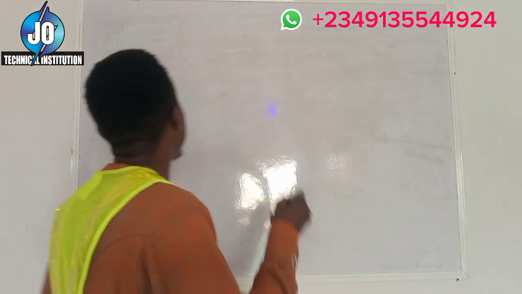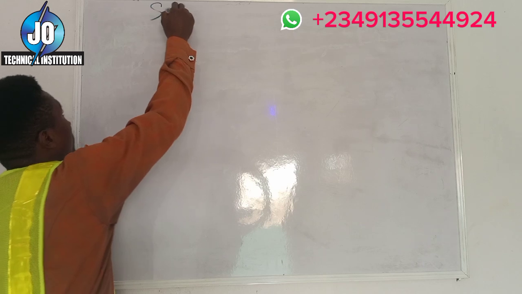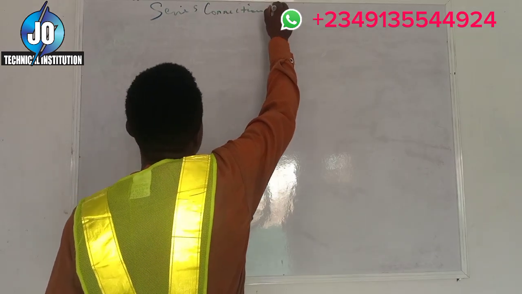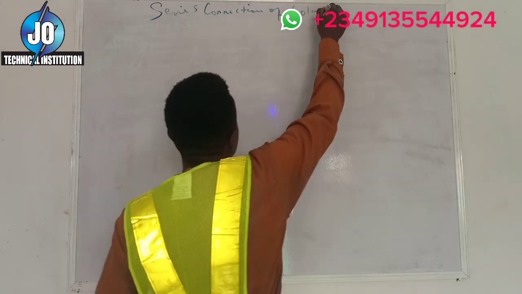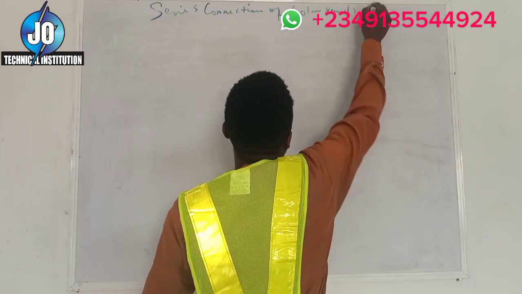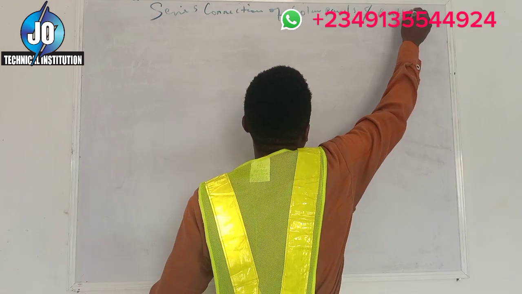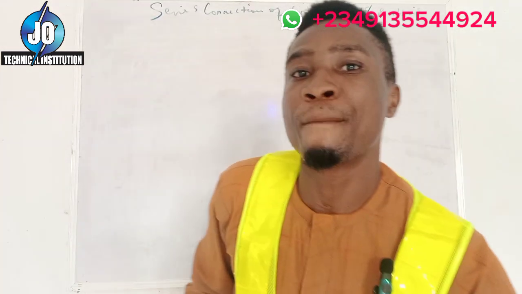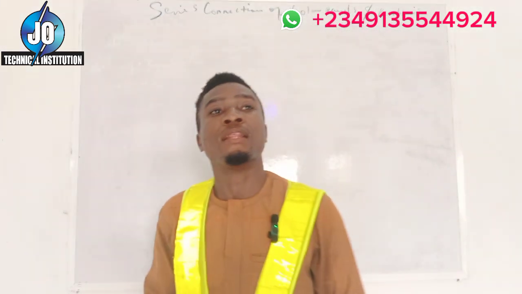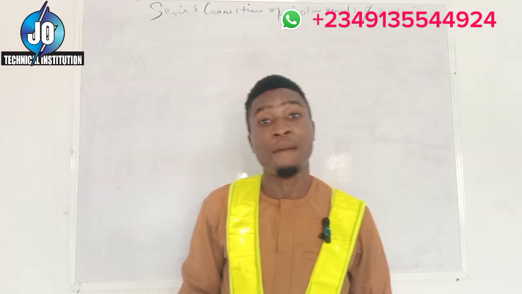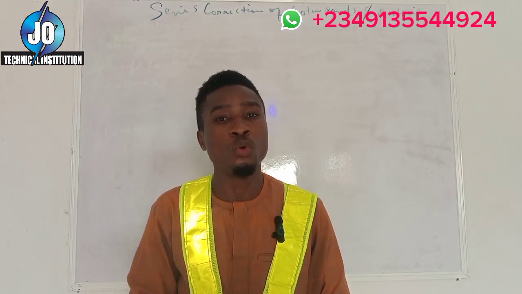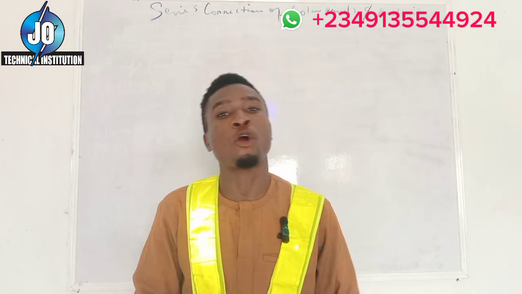Alright, so we are going to look into what we call series connection of solar panels and batteries. Now, you should understand that batteries and solar panels can be connected in series. And what is series connection? We say that any connection you do where the voltage is additional and the current remains the same is series connection.